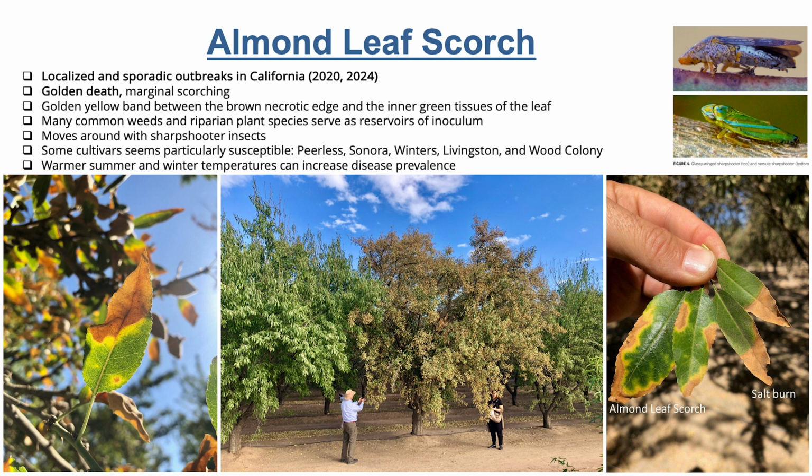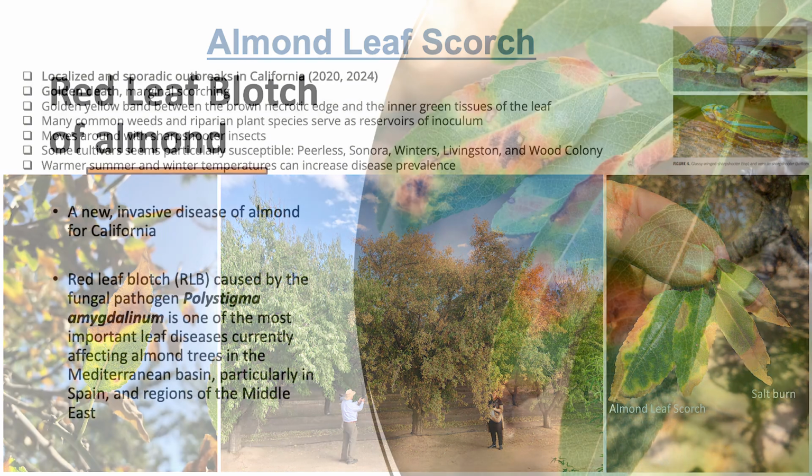This could be related to winter and summer temperature. We tend to see it more when we had a mild winter and a warm summer. But again, there are some cultivars that are particularly susceptible, Sonora, Winters, and Wood Colony, where eventually, locally, you can see plenty and numerous trees within an orchard being affected by this disease.